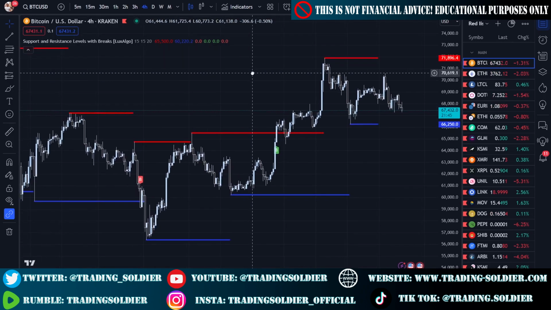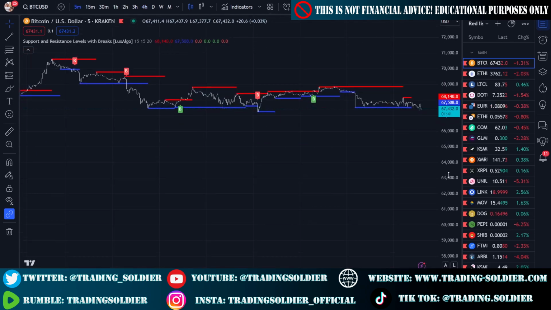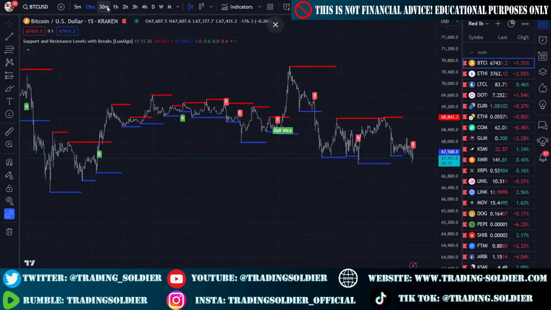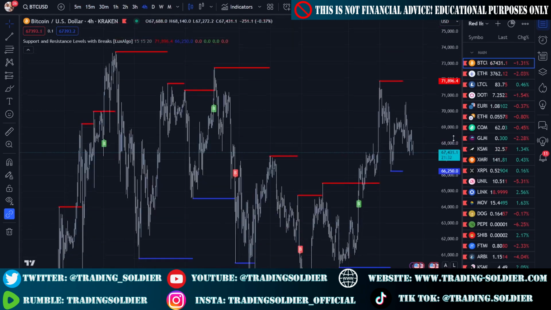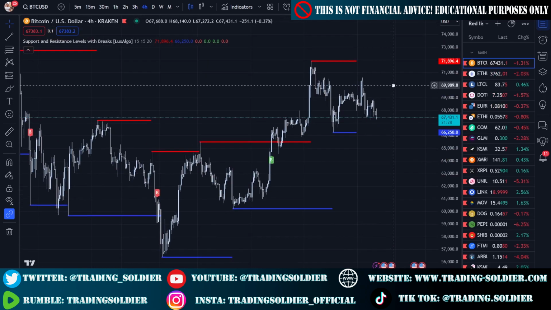Also, the cool feature about this indicator is that it can be used in different time frames, such as the 5-minute time frame, if you're a day trader or a scalper, 15-minute time frames, 30-minute time frames. So it can be used in every time frame because the indicator is programmed to adjust to every time frame. For the sake of this video, I'm going to use the 4-hour time frame.